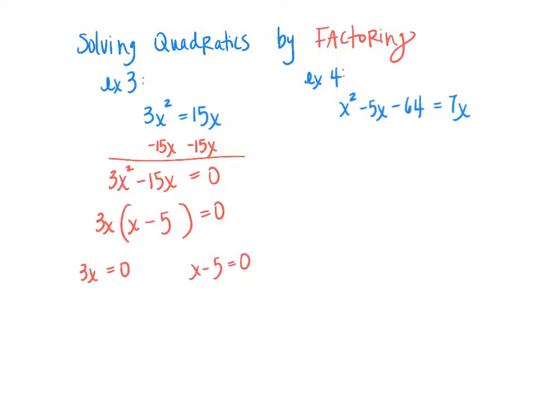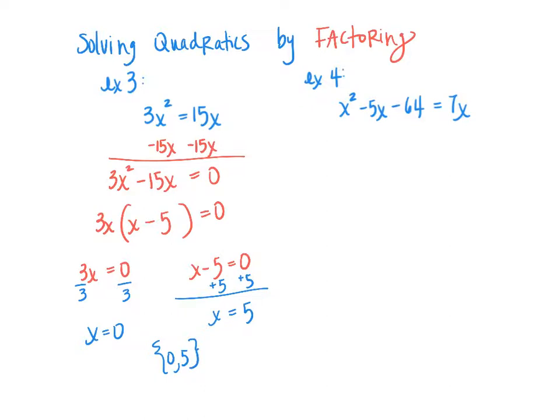And then we're just going to solve. 3 times x equals 0, we divide by 3, we're getting x equals 0. And then for our second solution, we're getting x equals 5. So you can kind of consolidate your solution.